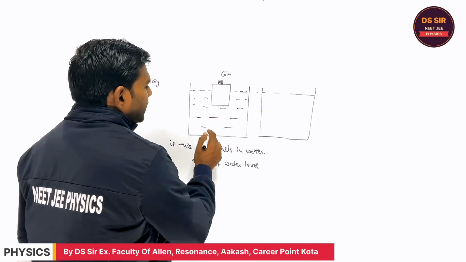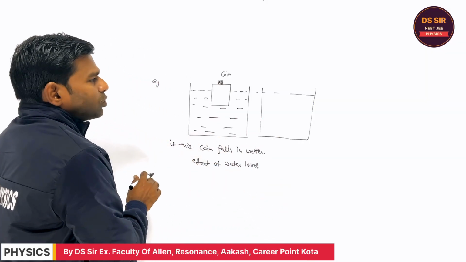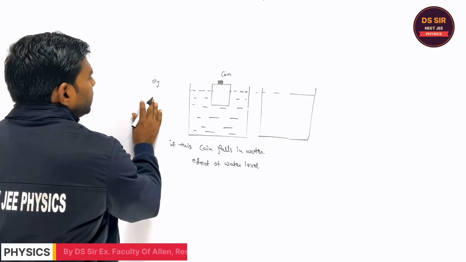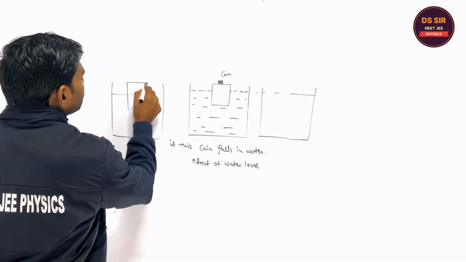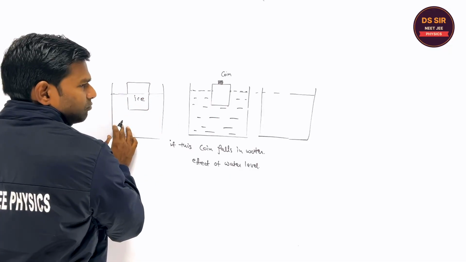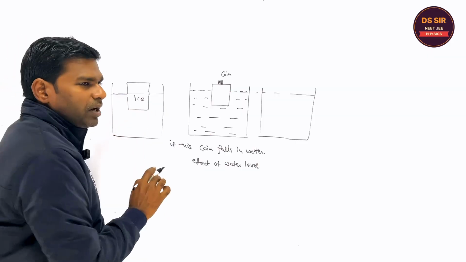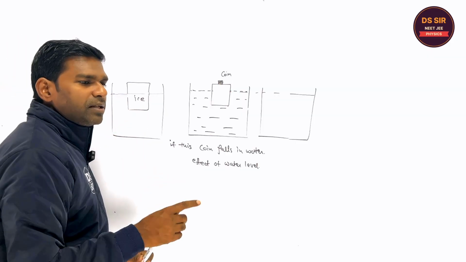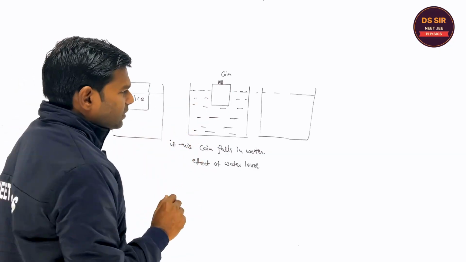So let's see the calculation. In the previous lecture, I gave you the concept that if this is the ice cube and it melts, what is the effect on the level of the water? It remains the same. But in this case, it will not remain the same. So let's see what happened.